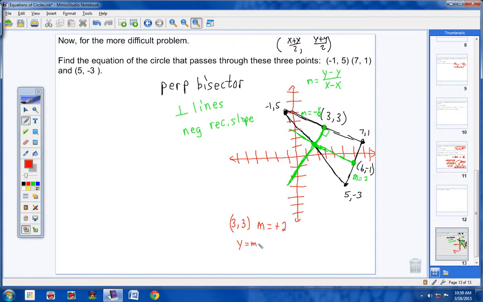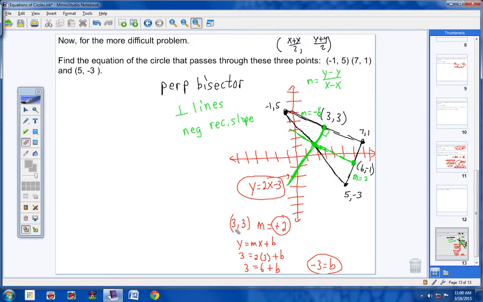Y equals mx plus b. Y is 3. M is 2. X is 3. So 3 equals 6 plus b. Bring the 6 over, make it negative. Negative 3 equals b. So, in red, I'm going to write the linear equation. The slope is 2. B is negative 3. So, the equation is y equals 2x minus 3. There we go. So there's the equation for this green line.